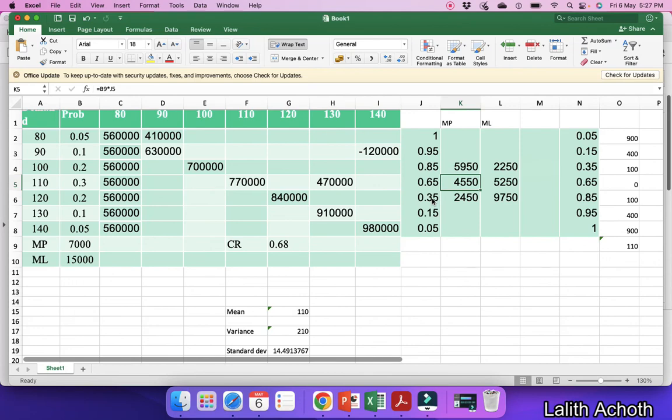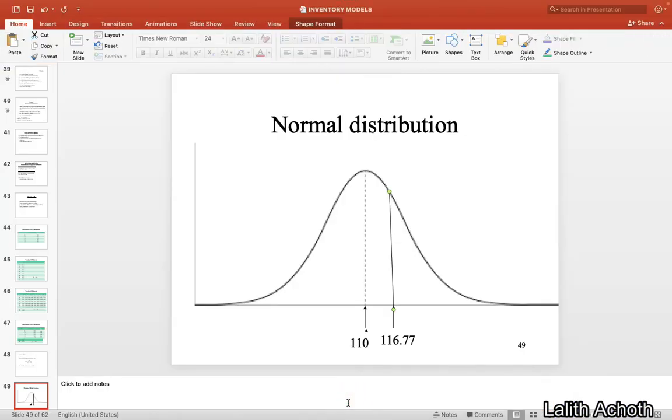The marginal loss should be equal to the marginal profit, and that is what gives you the economic order quantity. So you should understand how it is done. This is how single period models are solved when you have a distribution of yields, and when you have historical data.